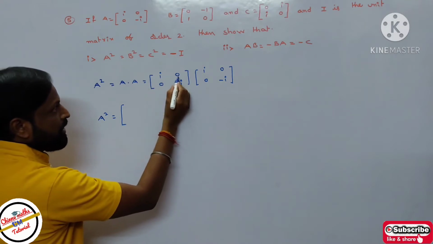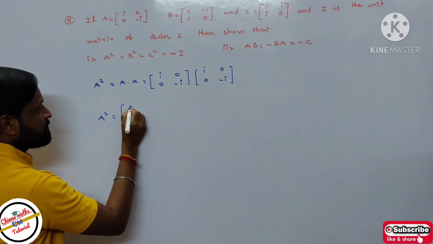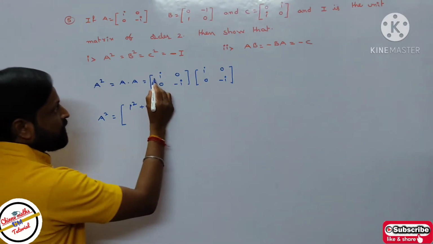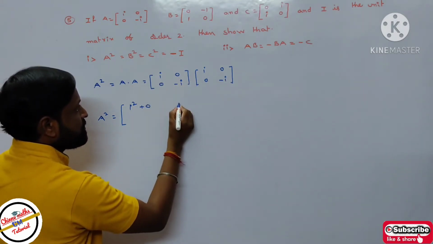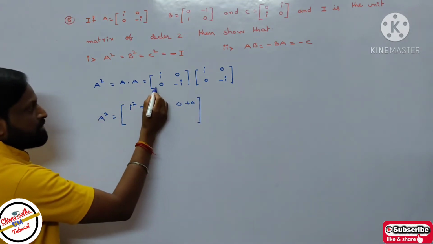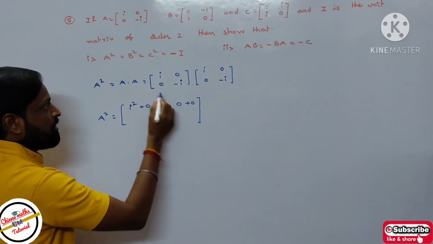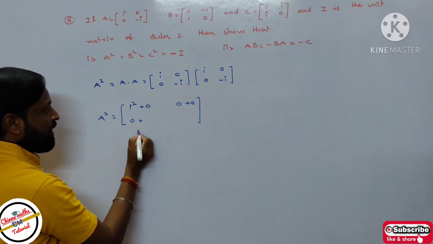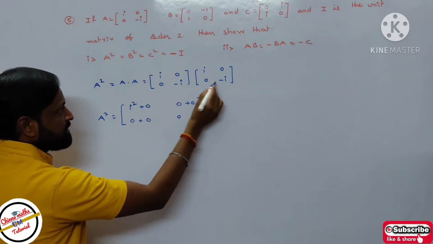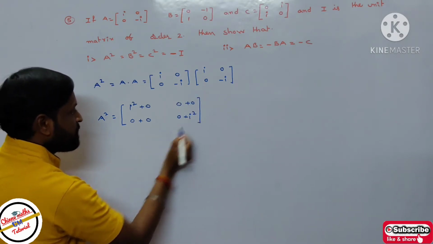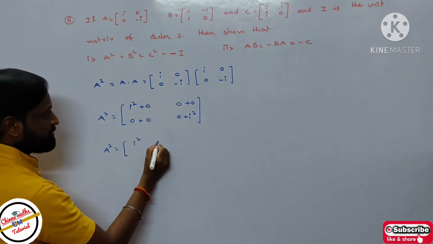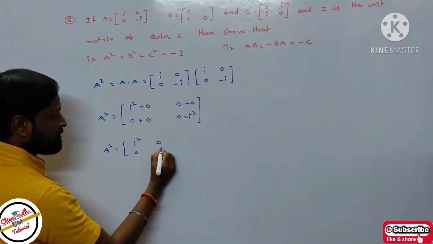So then first row and first column, i into i square, plus 0 into 0, again 0. Next, first row and second column, i into 0, 0, plus 0 into minus i, it is equal to 0. Then second row and first column, 0 into i, 0, minus i into 0, 0. Next 0 into 0, minus i into minus i, plus i square. So then A square equal to i square 0 0 again i square.